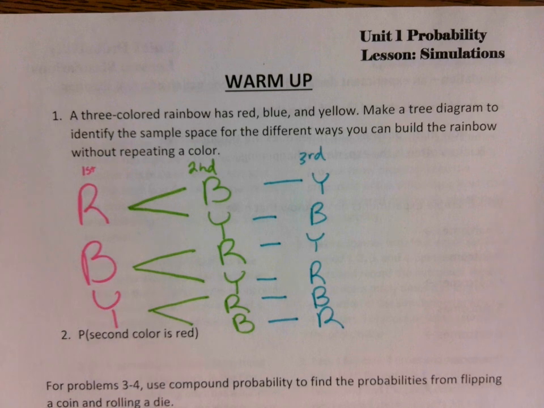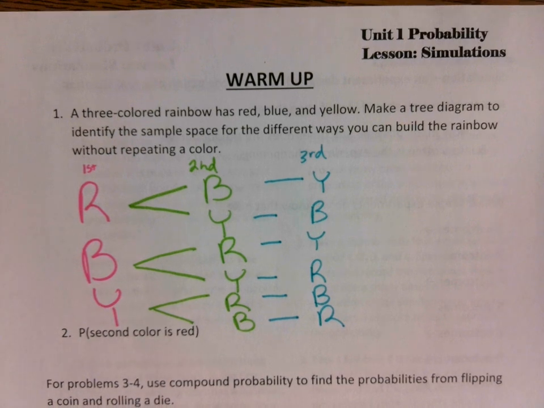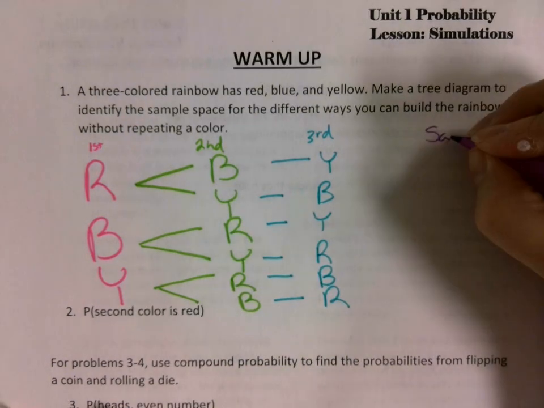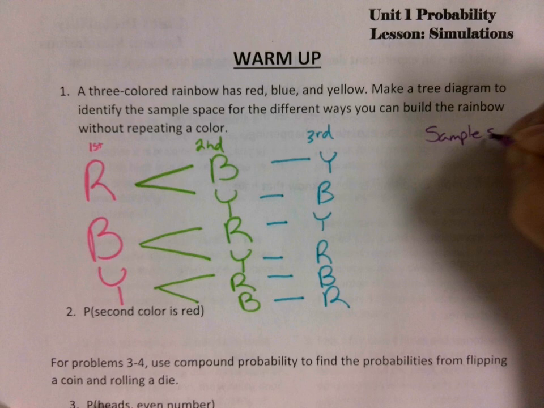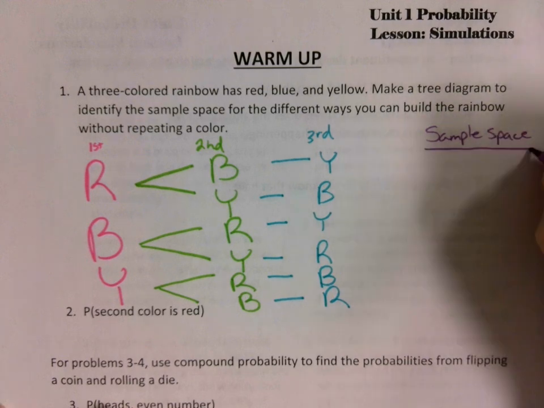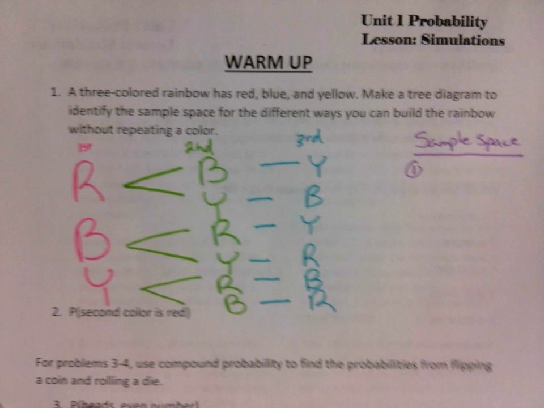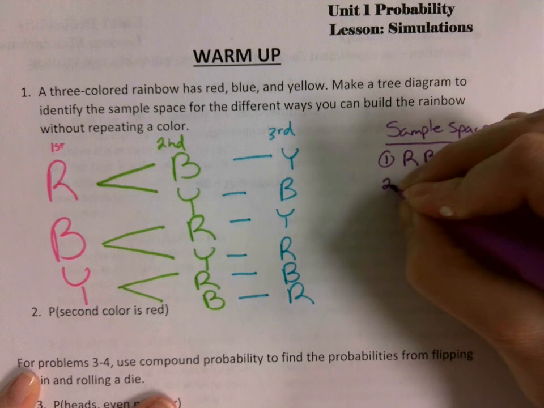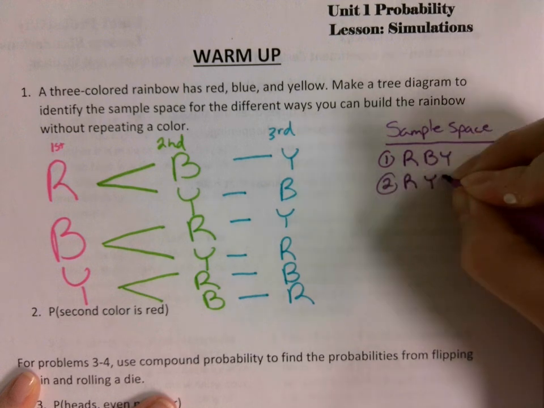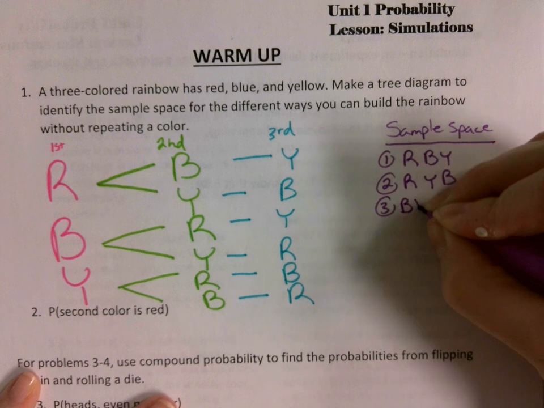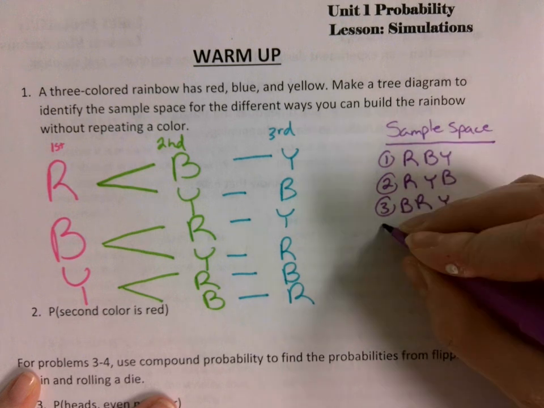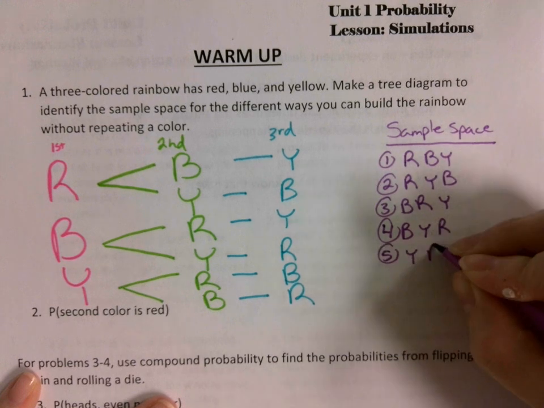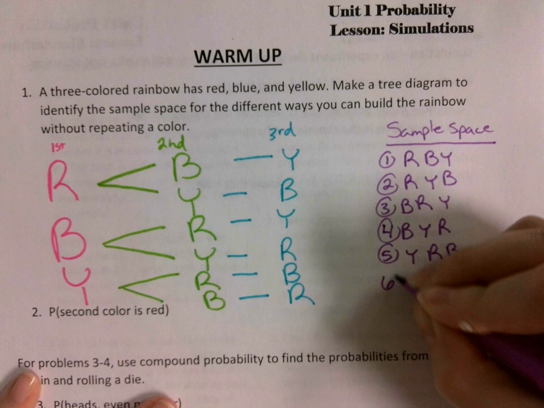Okay, based off of that, I'm going to go ahead and write down what my sample space is. I should have 6 total outcomes that can be achieved for the order of my sample space. I have red, blue, yellow; red, yellow, blue; blue, red, yellow; blue, yellow, red; yellow, red, blue; yellow, blue, and red. Those are my possible outcomes that I've got.